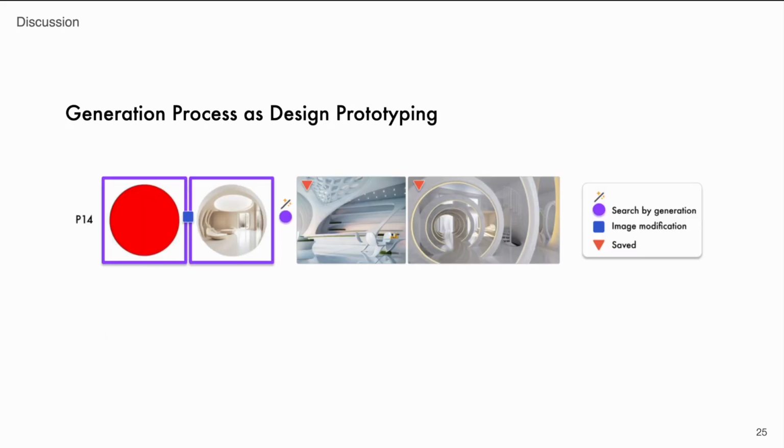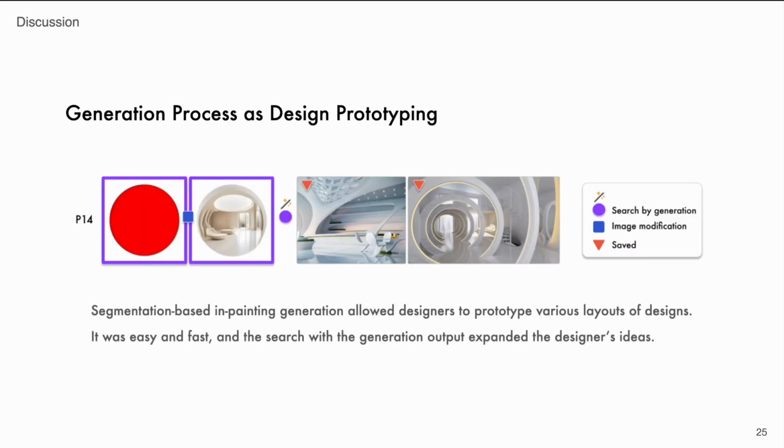Another interesting observation was that the segmentation-based image modification and search process encouraged designers to experiment with various layouts. For example, one participant searched for basic shapes to use as the background of their layout, modified images accordingly, and found the desired search result.